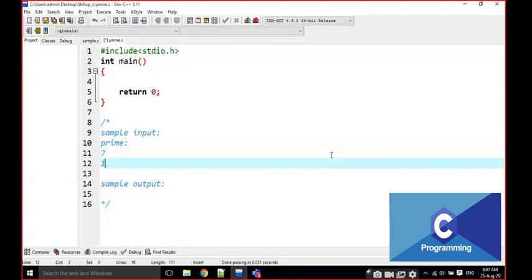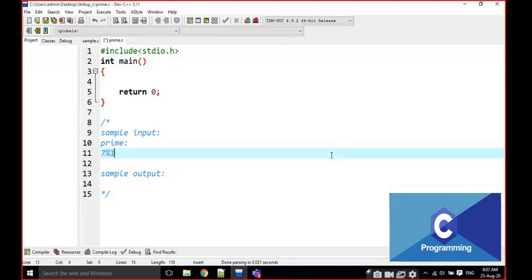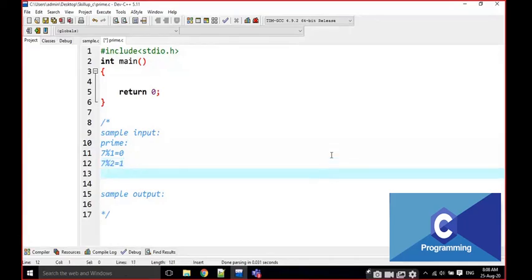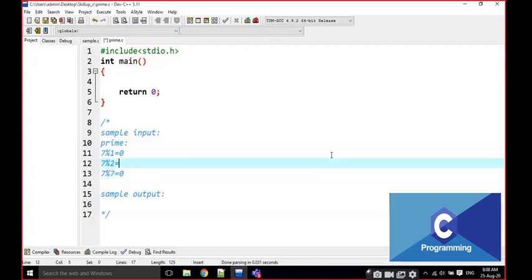7 is divisible by which numbers? Exactly divisible. If we divide 7 by 1, what is the remainder of this one? It is 0. We have to check with 2. For example, the remainder is not 0, right? With 3, it is not 0. With 4, 5, 6, not 0. With 7, 7 mod 7 is equal to 0. Only 2 factors are there.